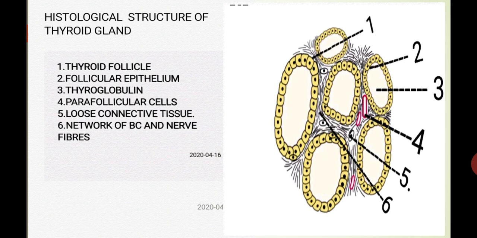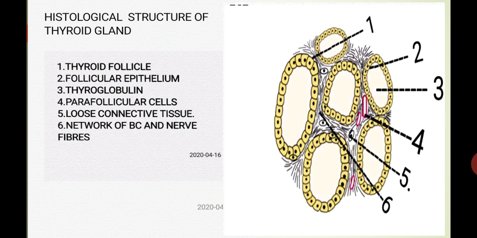I repeat all the labels again. Label number 1, thyroid follicle. Label number 2, follicular epithelium. Label number 3, thyroglobulin. Label number 4, parafollicular cells. Label number 5, loose connective tissue. And label number 6, network of blood capillaries and nerve fibers. Now see the explanation. For the explanation also you will use the same points.